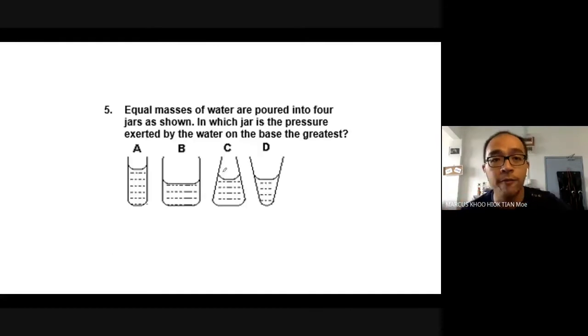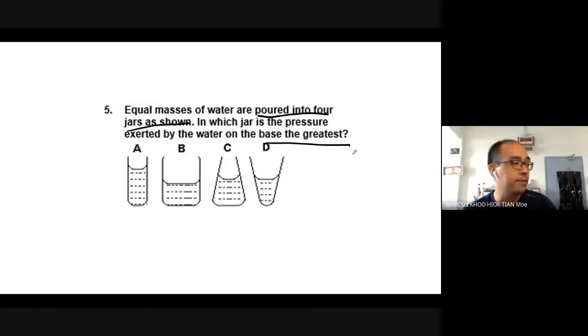Okay, number 5. Equal masses of water are poured into 4 jars as shown. Which one has the biggest pressure? Let's see. Who should I call? Okay, Miss Tian.